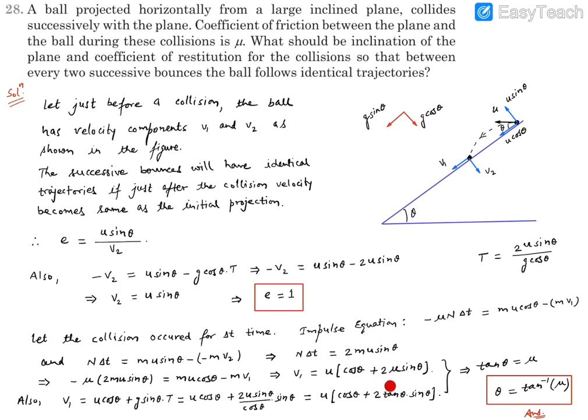Now since these two expressions are identical, or have to be the same, let's equate them. So u is common, cos theta is the same, 2 is the same, sin theta is the same, so mu must be equal to tan theta. From here we concluded tan theta must be mu. Therefore theta must be tan inverse mu. So the angle of inclination must be tan inverse mu, and the coefficient of restitution must be 1. That will ensure that successive bounces will give us identical trajectories. Hence, these are our final responses. Answer. Thank you.